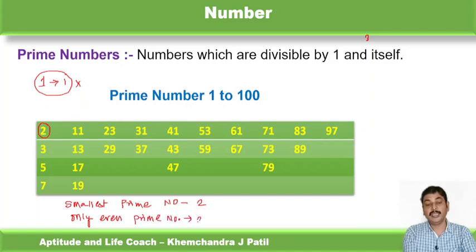No other even number is prime in nature. You can have this list. There are 25 prime numbers here.